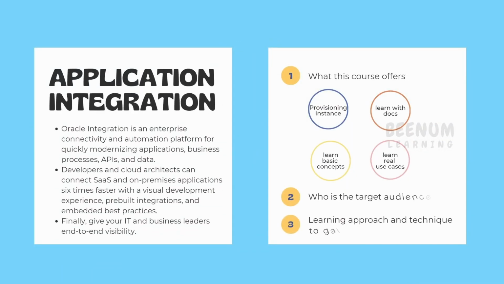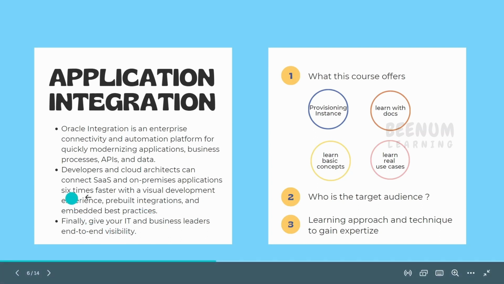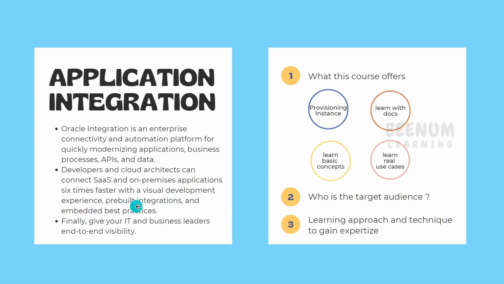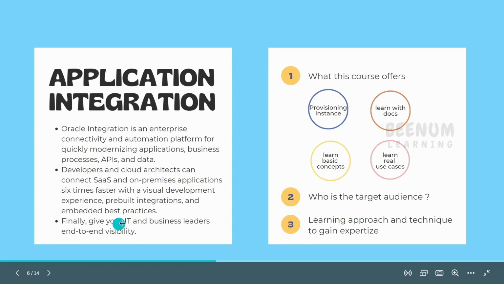Coming to application integration, Oracle Integration is an enterprise connectivity and automation platform for quickly modernizing applications, business processes, APIs and data. Developers and cloud architects can connect SaaS, which could be offered by any vendor apart from Oracle as well, and on-premise applications 6 times faster with the Visual Builder experience, pre-built integrations and embedded best practices. Finally, this will give your IT and business leaders end-to-end visibility.